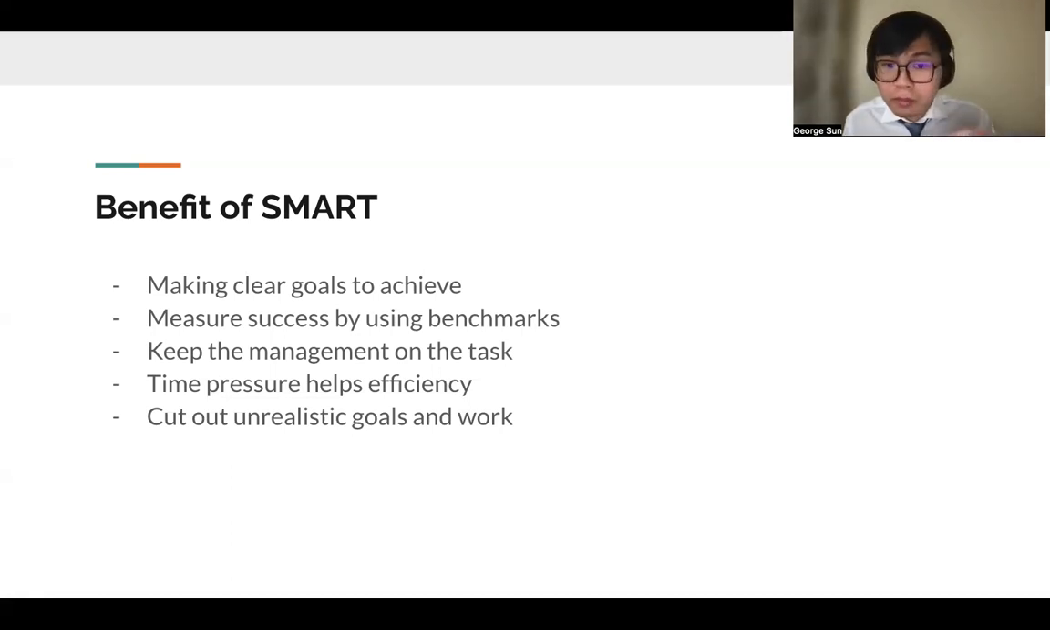And these benchmarks are crucial because we can know how our business is performing compared with our predictions. It also keeps the management team on task because a lot of times the management team will try to do too many things at once. By clearly setting the goal, it makes them only focus on achieving that goal and cut out all the unnecessary work.